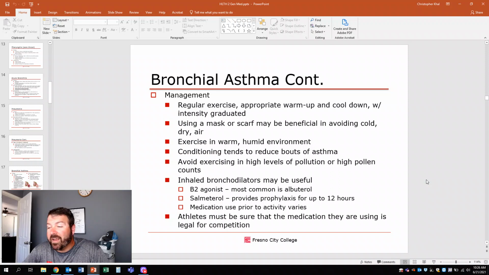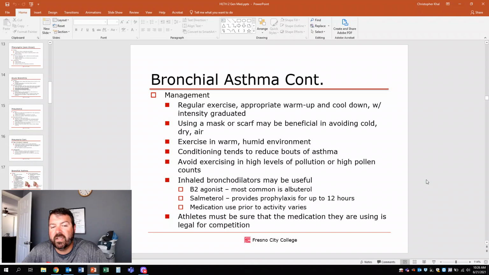Management: regular exercise. Exercise is actually good. You can condition asthma, just know that, if you do it appropriately. Don't go balls to the wall, 100% right off the bat. You're going to need warm-ups, cool downs, and to increase your intensity gradually.